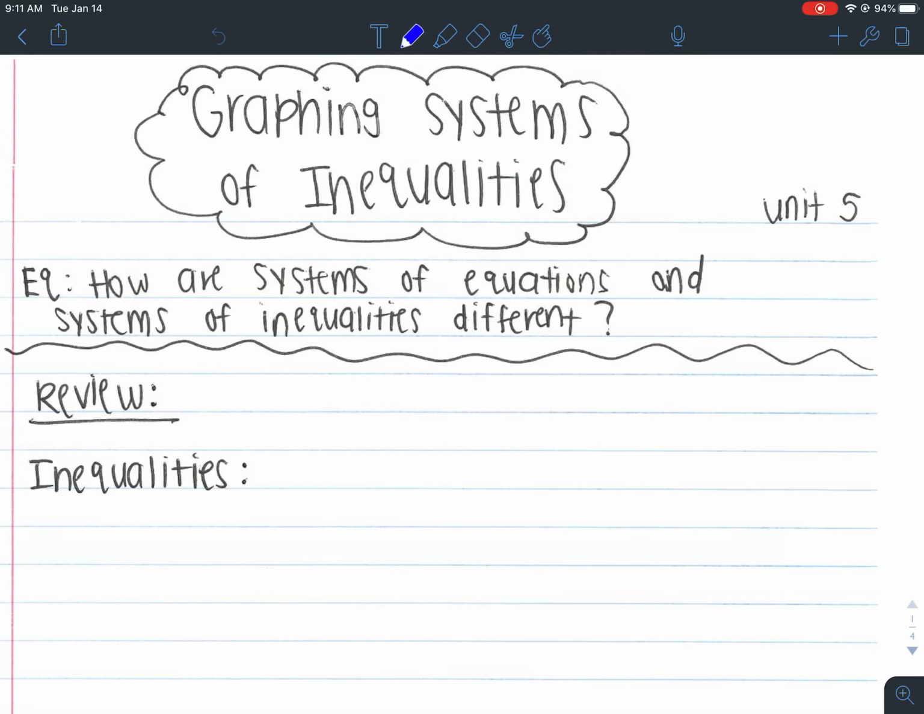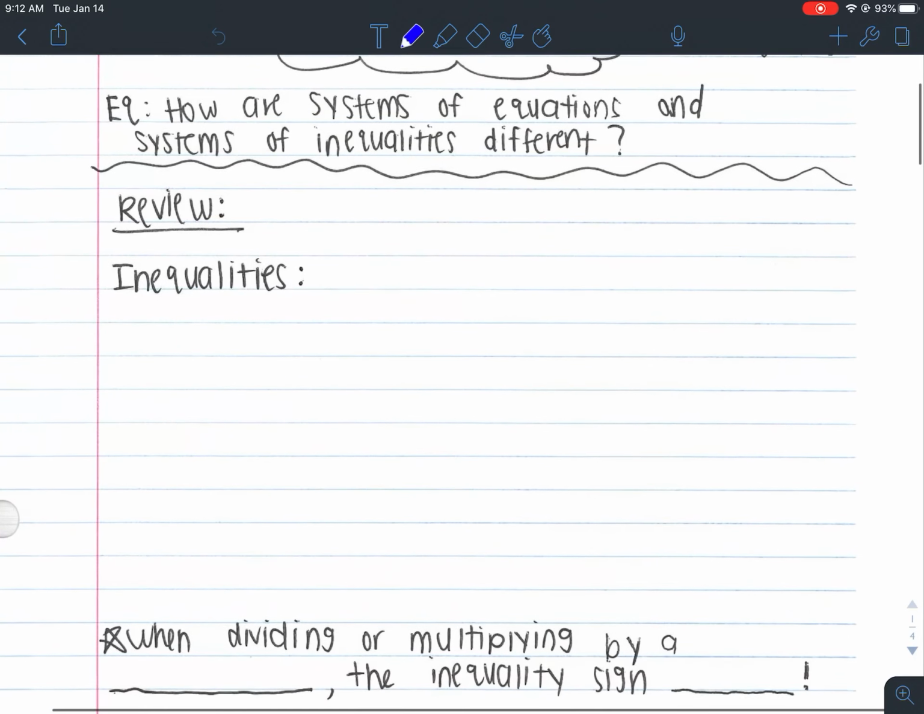Our essential question is, how are systems of equations and systems of inequalities different? I introduced Unit 5 with how we're going to be dealing with two equations instead of one equation. And when we're graphing, we'll have two equations instead of one. I mentioned that there are three ways to solve a system, and the first way is by graphing. So we learned how to graph systems of equations, and now we're going to learn how to graph systems of inequalities. Before we get into that, we need to review what inequalities are.